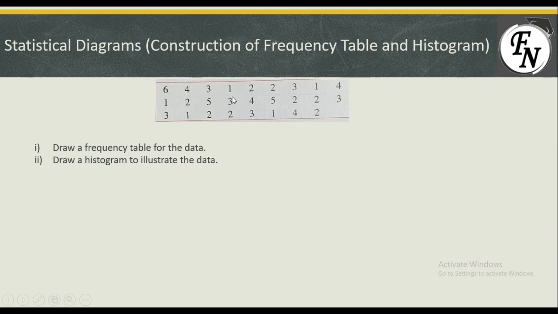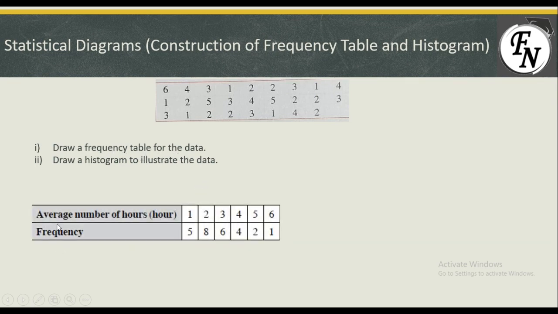I have copied the table here, and I will be making a frequency table right now. In this frequency table, first of all, we make the first column the average number of hours. I have noted the hours here, as I know that the minimum value for hours is 1 and the maximum value is 6. So I have numbered here 1, 2, 3, 4, 5, 6. They are the number of hours.